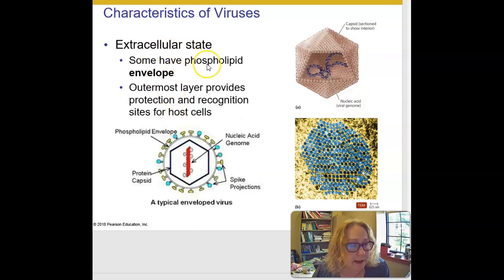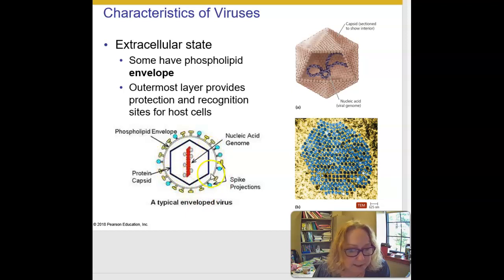More pictures. Some have a phospholipid envelope. Here's another picture. This outer layer is sometimes a phospholipid envelope. Most of them have a phospholipid envelope. These are these little spike projections. Remember when you saw COVID-19 and they had these spikes? Those are called spike projections.